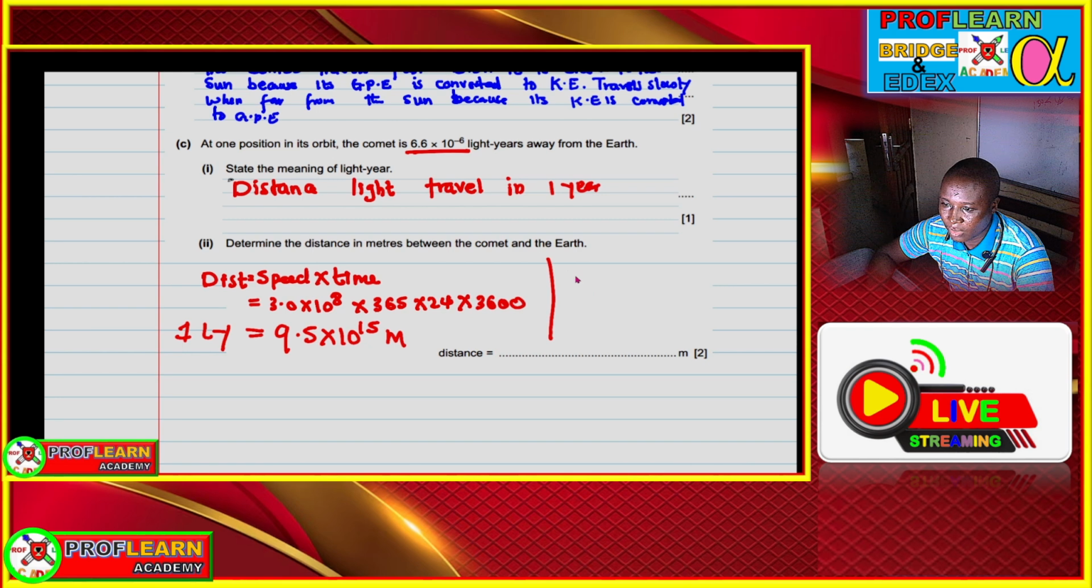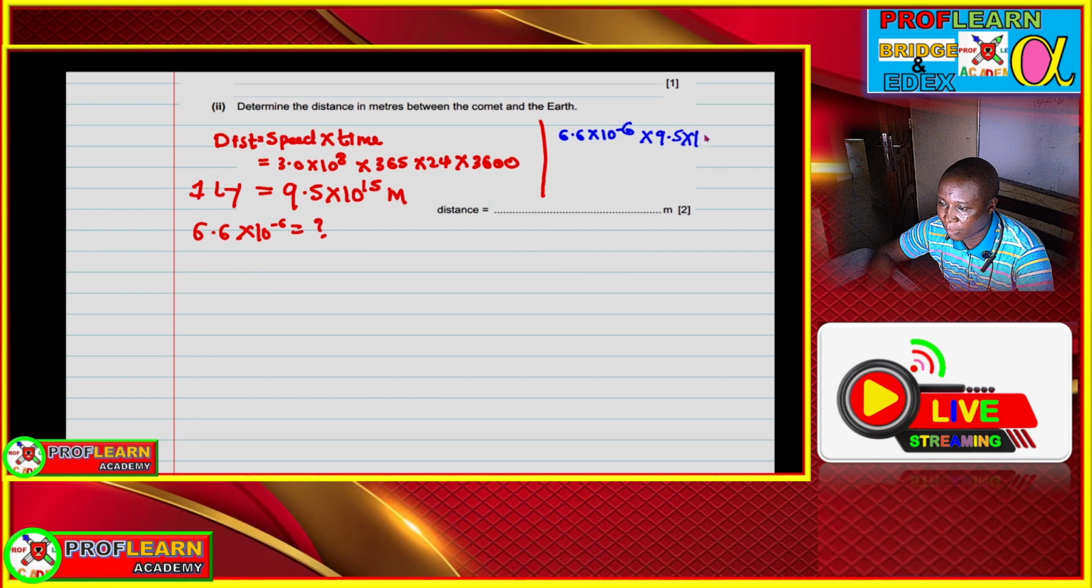But now we need to convert 6.6 times 10 raised to the power negative 6 light years to meters, and to work that out is just cross multiplication. If you work it out, you'll get your final answer being equivalent to 6.27 times 10 raised to the power 10 meters. So basically that's what you were expected to do in this particular question of space physics.